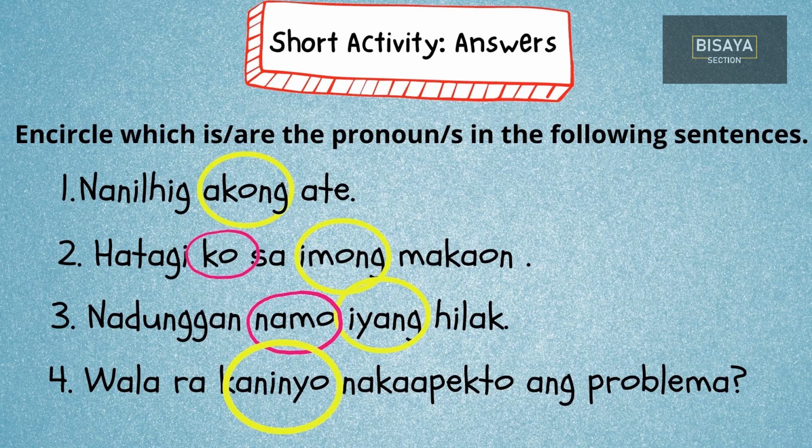Okay, so time to answer our short activity. If you answered in number 1, ako, that's correct. For number 2, it's ko and imo. Number 3, namo and iyang. Number 4 is kaninyo. If we look at the table, you will see that these are certainly pronouns.